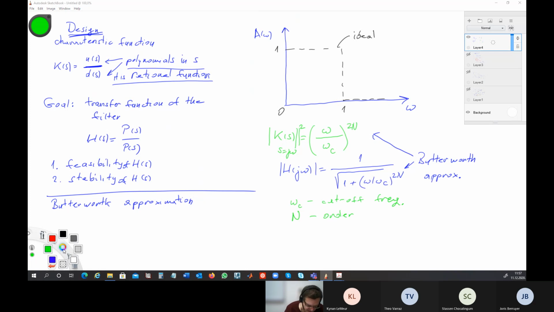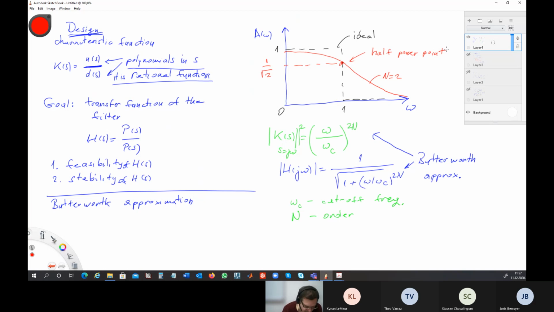So I will plot here several Butterworth approximations. This is, for example, N equal to 2. It goes here. This is called the half power point, because if the voltage comes to 1 over square root of 2, then the power comes to 1/2.